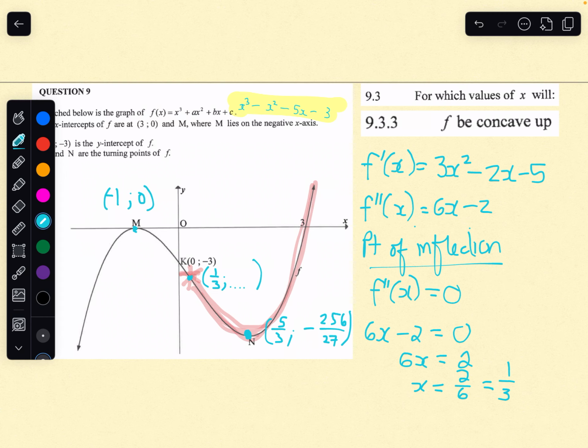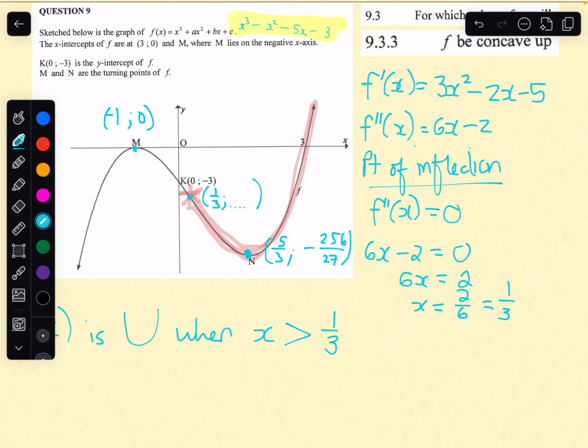Don't really need the y coordinate, all we care about is the x coordinate, because now we know that before x is equal to a third, our graph is concave down, and after x is equal to a third, our graph becomes concave up. So it is concave up when x is greater than a third. And if you like to write in interval notation, that is a third not included upwards.